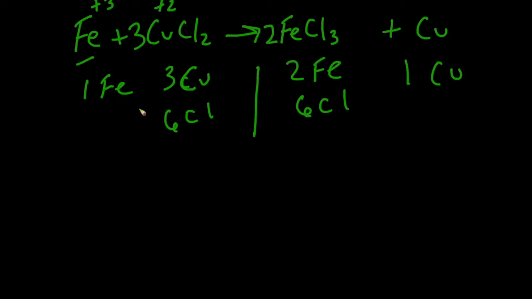So, do a little work here. We have 2 Fe on the right, so that means we need 2 on the left. So we'll put a coefficient of 2 there. Cl's are good. We have 3 Cus on the reactant side, so that means we need 3 on the product side. So our coefficients would read 2, 3, 2, 3.